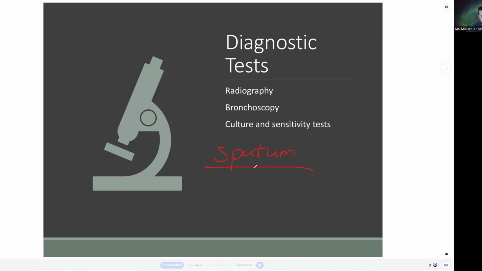But we can take that sputum sample and culture it and see what's growing in it, and then do sensitivity tests to see what antibiotics might be effective in treating whatever disease. So those are some of the tests. I'd say most of what you need to know is to put it all together, right?